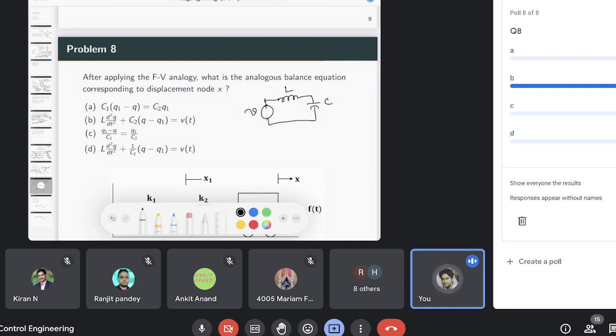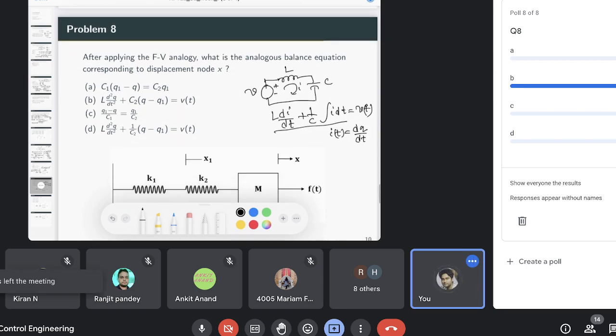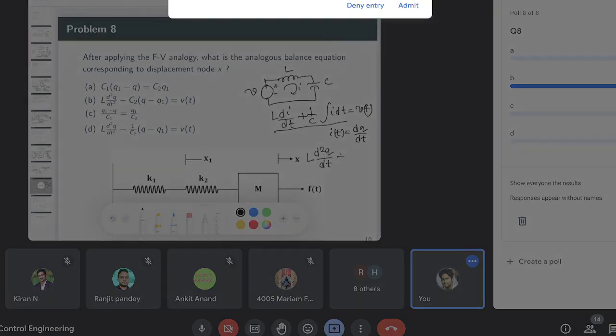Then this equation will be something like this, right? I'm taking this minus plus. So we have L, let this current be I, then L di by dt plus 1 by C integral of I dt equal to V(t). In terms of charge, if we take I(t) equal to dq by dt, that is the rate of change of charge, then the same equation can be written as L d square q by dt square plus q by C equal to V.